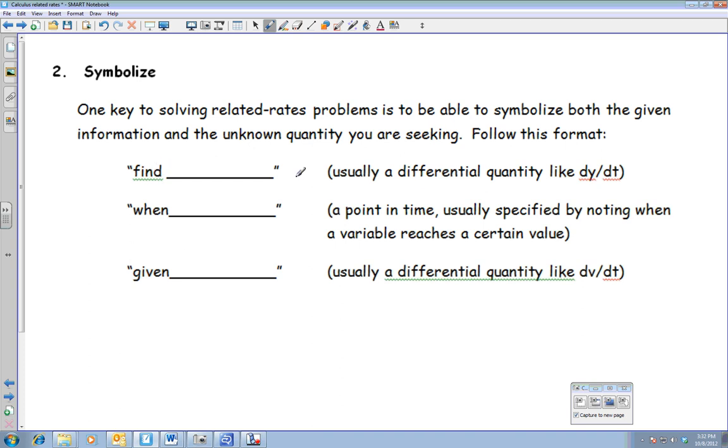The first one is find. That's what they're going to say. They're going to say find the rate of change of something. Okay? And it's usually a differential quantity like dy/dt or dx/dt. It's always going to be written as a rate of change of something. When is going to be a point in time. So it might say find the rate of change of the radius when time equals 4 seconds. So we're going to have a when in the problem. It's always going to be a time. Given is also going to be a rate of change. Okay, usually a differential quantity like dV/dt or something like that. And once we start doing examples, you'll understand more what I'm talking about.